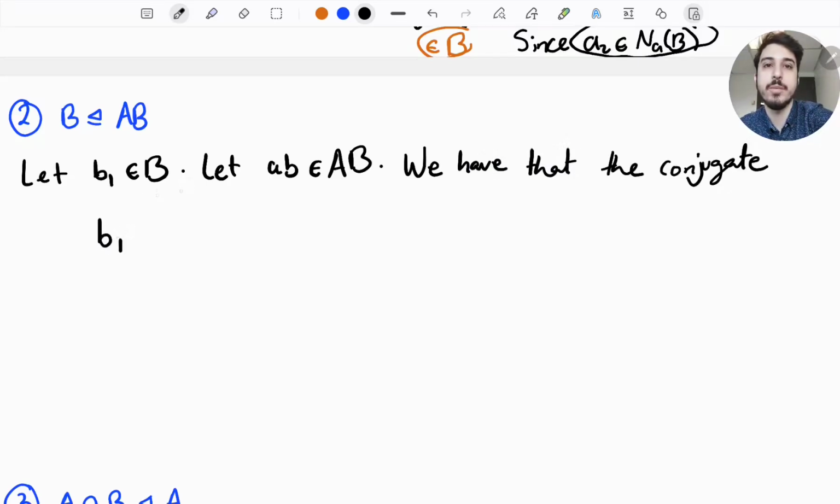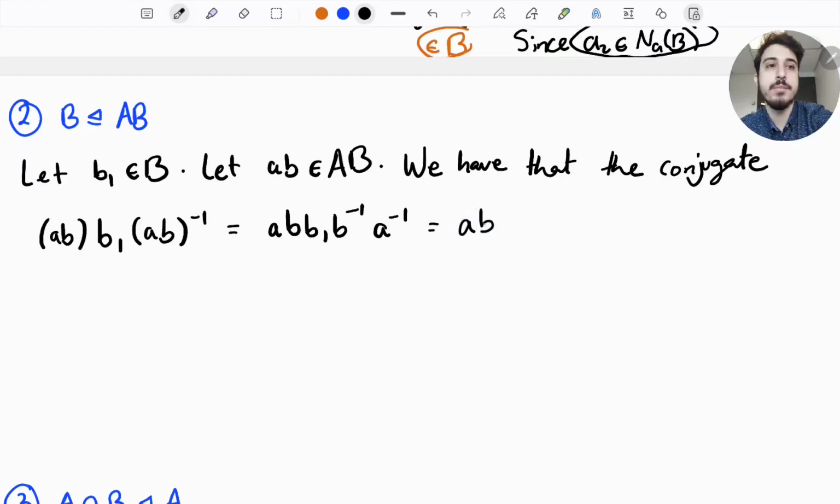We take the element here, b1, multiply it on the left by ab, multiply it on the right by the inverse of ab, and this equals a b b1 b^-1 a^-1. Now, b b1 b^-1 is all equal to some b2 in B, because B is a subgroup, so it's closed under operations and inverses.